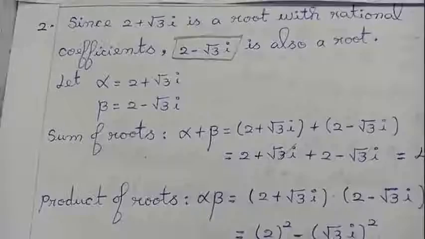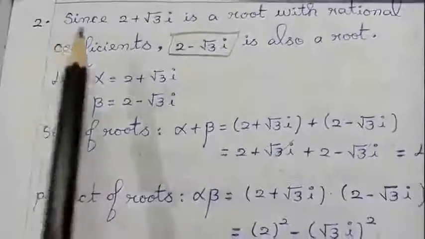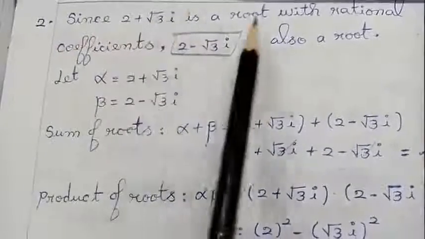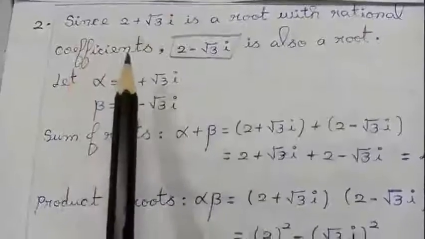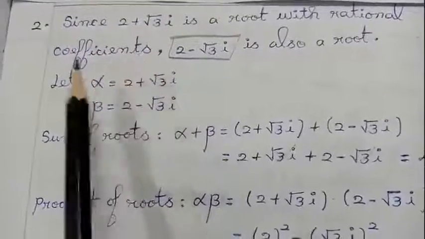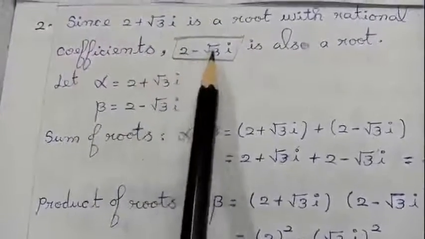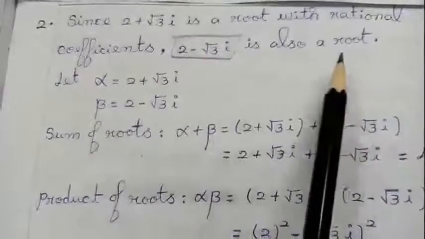Exercise 3.2, second sum. Find a polynomial equation of minimum degree with rational coefficients having 2 plus root 3i as a root. Given: 2 plus root 3i is a root with rational coefficients. According to the theorem, automatically 2 minus root 3i is also a root.